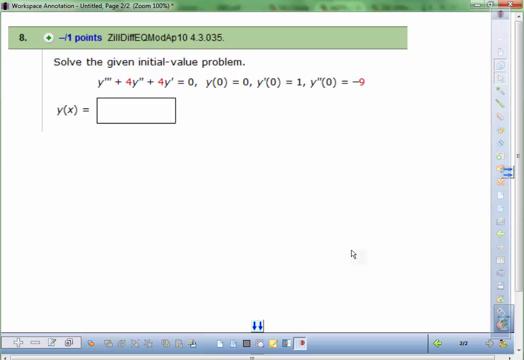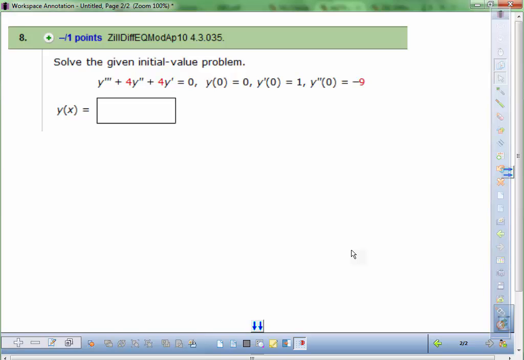So this is a third order differential equation with initial conditions, and if it's a third order differential equation, we should have 3 unknowns, and with 3 unknowns we're going to need 3 initial conditions to help us solve for that, and these are the 3 initial conditions, it looks like. This is a homogeneous differential equation with constant coefficients. It's linear.